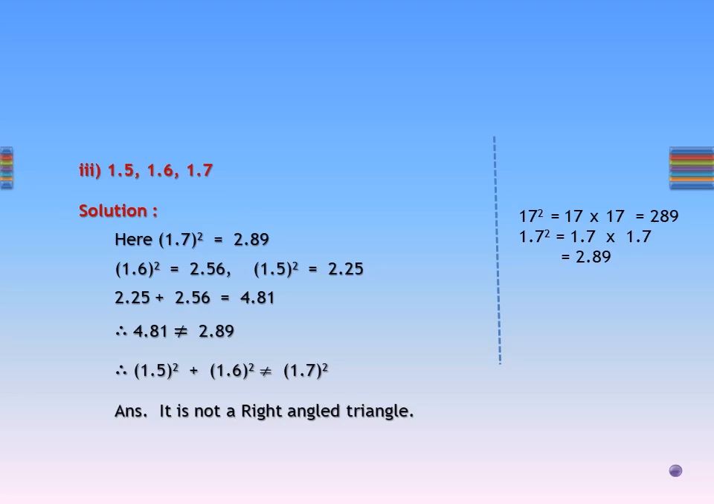Now let us check whether the sum of the squares of the other two numbers comes to 2.89 or not. 1.6 square is 2.56 and 1.5 square is 2.25. Let us take the sum of that. 2.25 plus 2.56 is 4.81, which is not equal to 2.89. Therefore, 1.5 square plus 1.6 square is not equal to 1.7 square. Hence, the sides 1.5, 1.6 and 1.7 do not form a right angled triangle.